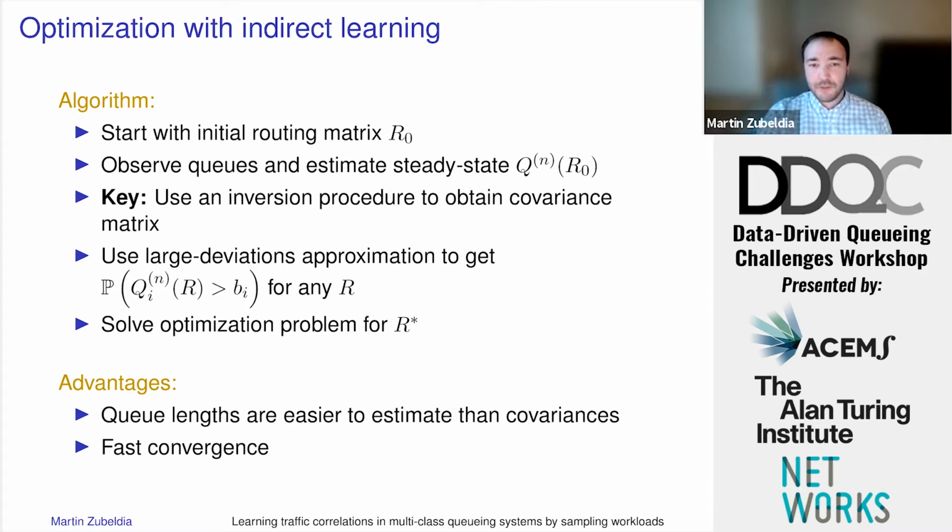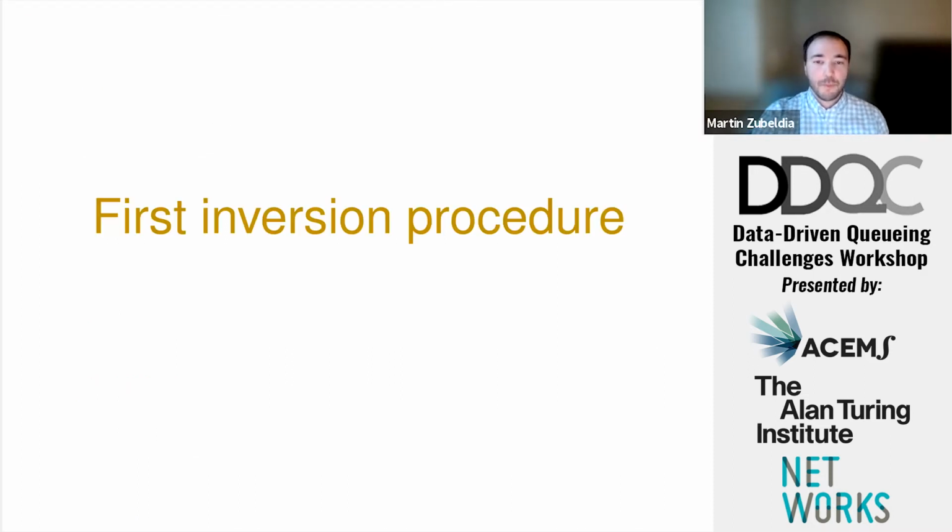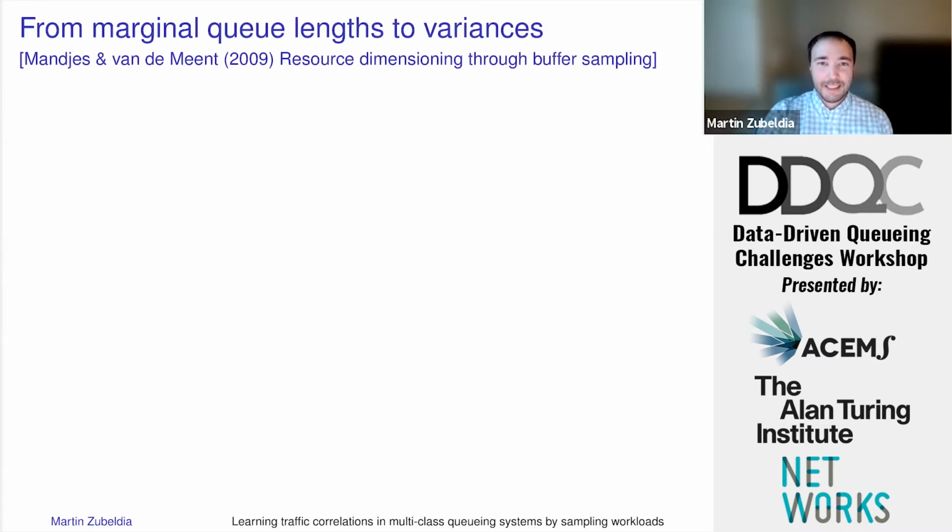The vast majority of this talk will be dedicated to this key issue, this inversion procedure that we do. So we're going to talk about two procedures. The first one was kind of the idea of the inversion procedure, at least, was in this paper from 2009 by Mandjes and van de Meent. They had the idea to do this inversion, but they didn't really prove that it worked.